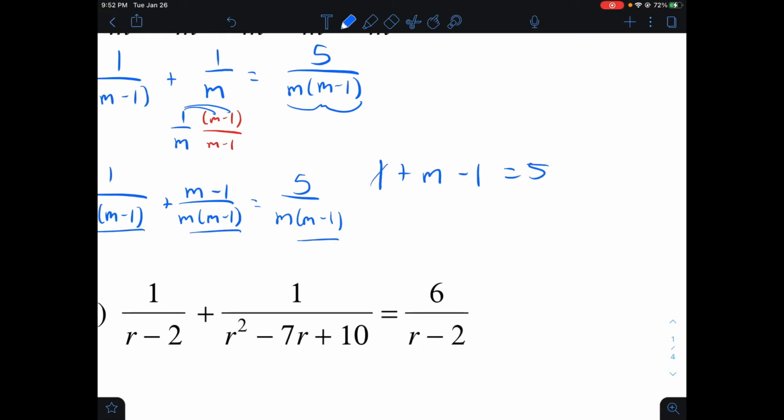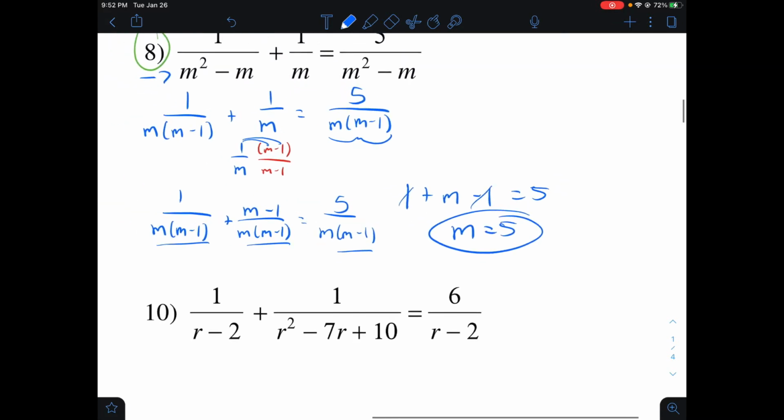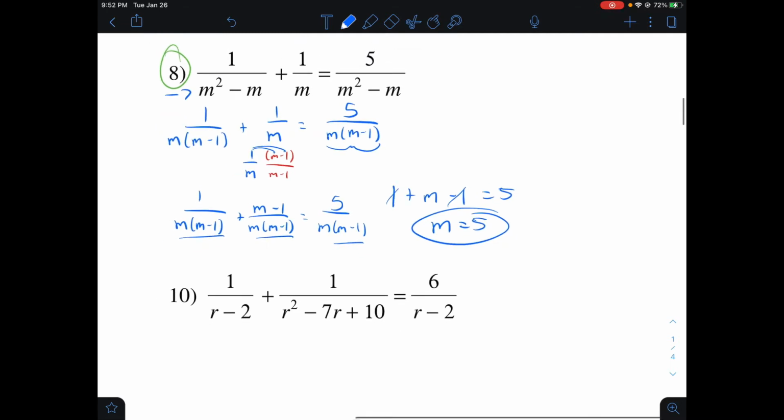So these guys are going to cancel, and you're just left with m equals 5. All right, and then you do need to check if I plug in m equals 5 into any of these denominators, am I going to get a 0, right? So essentially plugging in a 1 or a 0 is going to give you a 0 on the bottom.